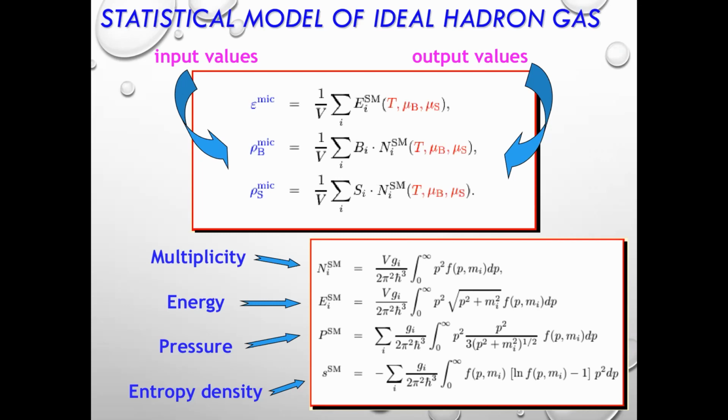Because in the statistical model, if we determine the temperature, mu_B, and mu_S, we can easily determine the partial number density, partial energy density, partial and total pressure, as well as entropy density, and then compare, for instance, yields, the first line, with those provided by the microscopic model. Next slide.